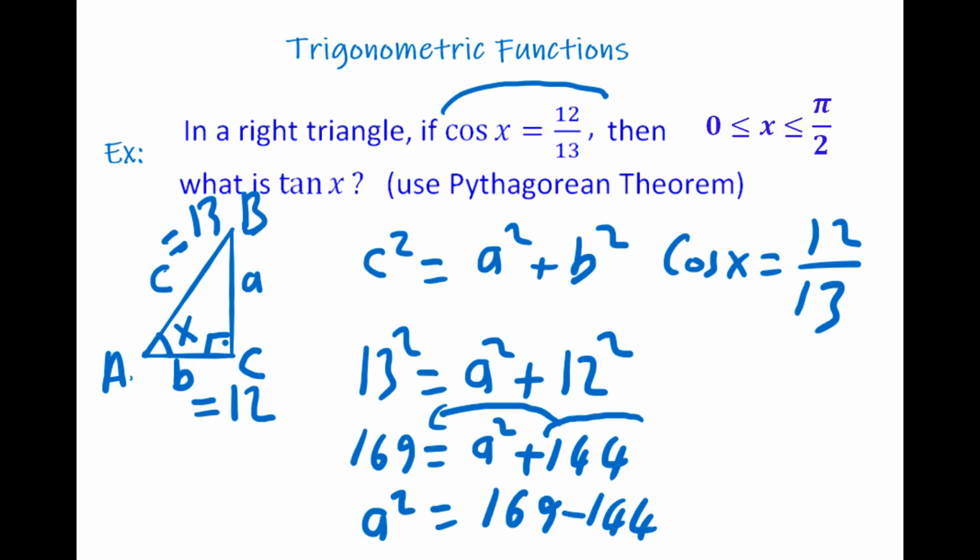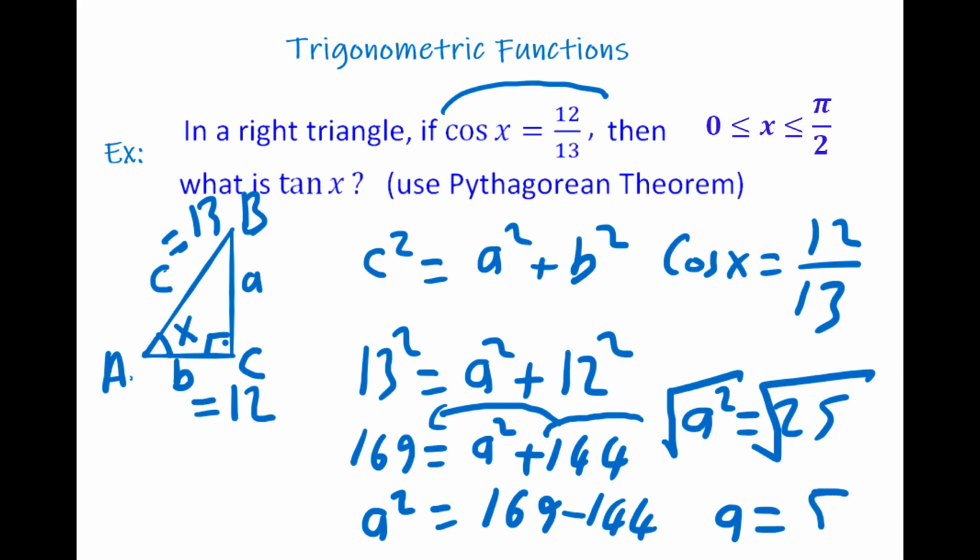For the people who don't know what I did here, I recommend you to take a look at one of my previous videos about shortcuts in calculations. And from here, we're going to have a squared is, if you subtract 144 from 169, then I'm going to have 25, guys. And if you take the square root of both sides, then I'm going to have a as 5. So by using the Pythagorean Theorem, we found that a is 5.